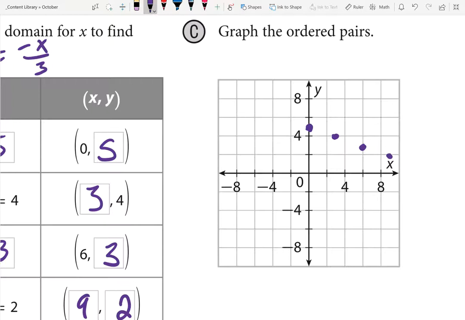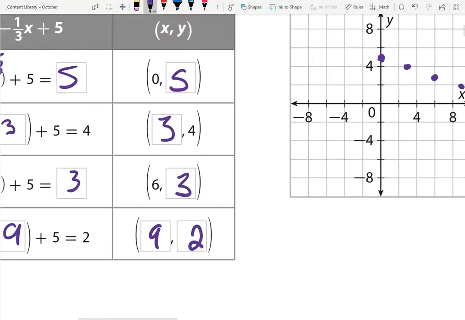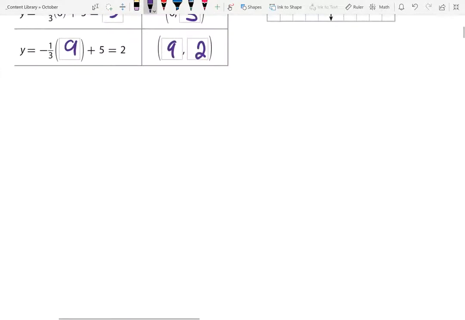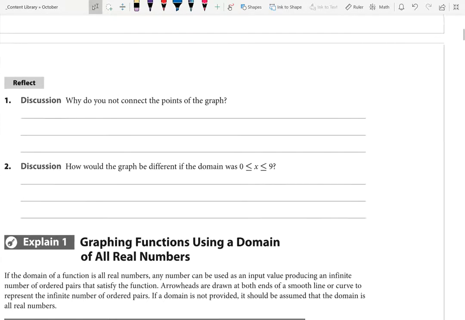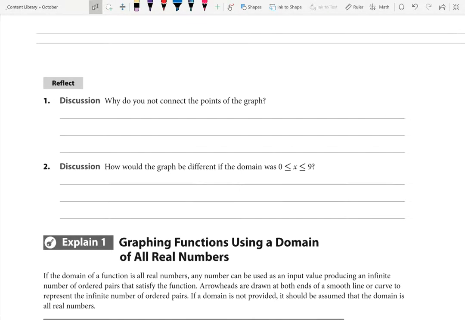And we are not going to connect this with a line because it is discrete. We are told only to graph those 4 points at 0, 3, 6, and 9. I've graphed those 4 points, and now I'm done. I am not going to draw a line here because it is not continuous. Okay, so that answers these questions here. Number 1, why do you not connect the points? Because the domain was discrete.